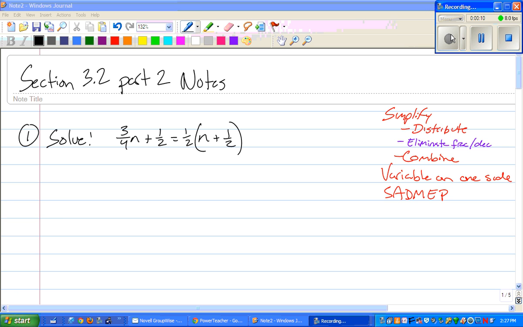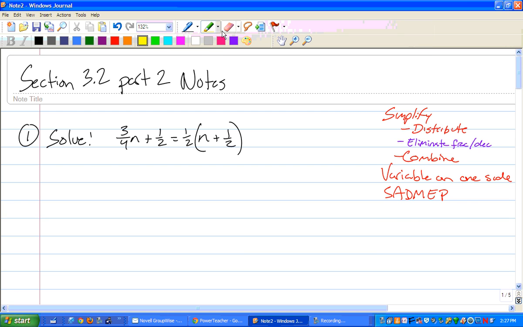Today we're going to be continuing our discussion on solving linear equations. Yesterday we talked about our steps, the first thing being to always simplify. By simplifying, we're talking about seeing if we can distribute and then combine. We're adding a new step today, which is to eliminate your fractions and your decimals. And then the rest of that is getting your variable on one side and following SADMAP.